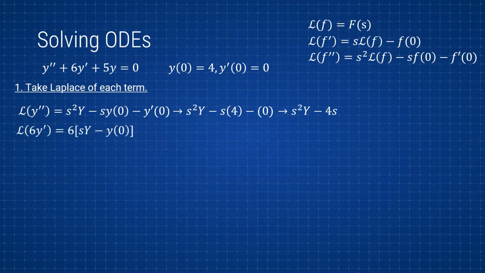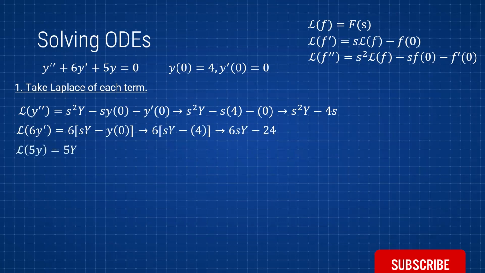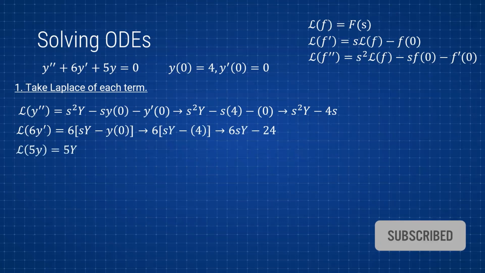Continuing, we have the Laplace of 6y prime. Since 6 is a coefficient, we can factor it out, and it will be multiplied times everything after. So the Laplace of y prime is s times capital Y minus y of 0, where we have seen before that y of 0 is just 4. So we can substitute that value. And after we distribute the 6, we're going to get 6s capital Y minus 24. Continuing like that, we see that the Laplace of 5y is just 5 capital Y, as I told you before.